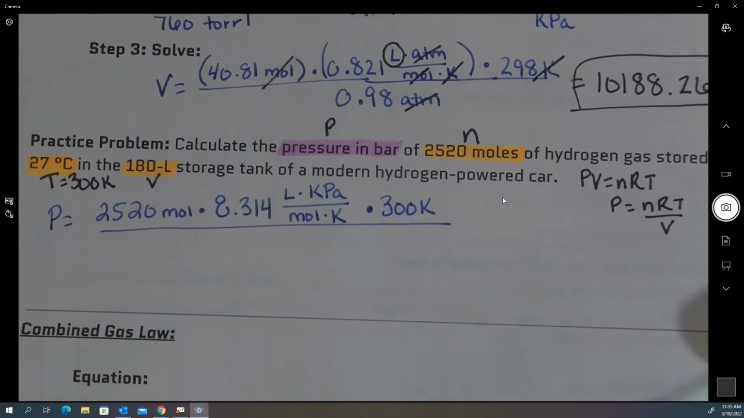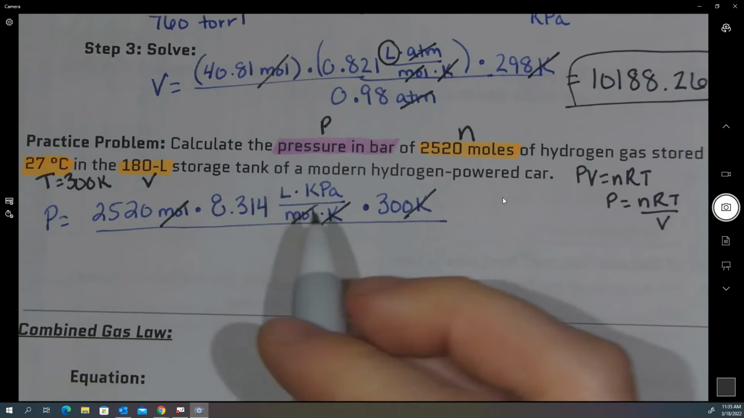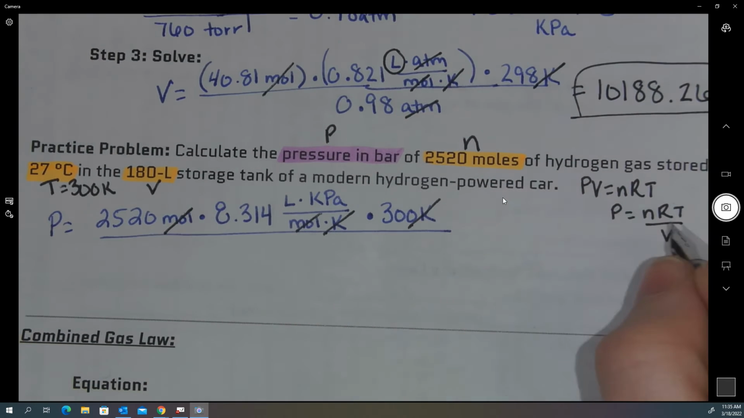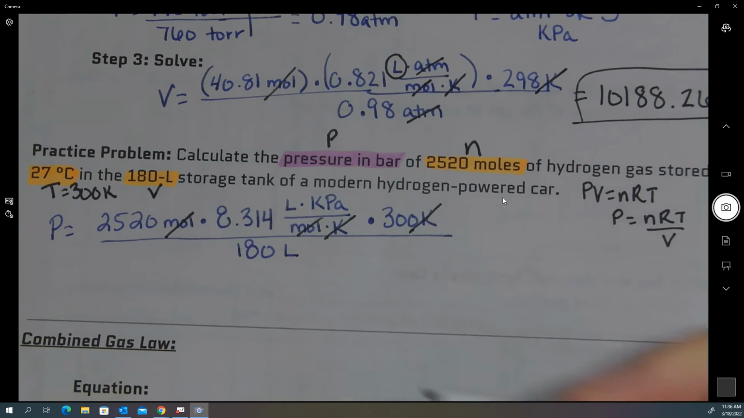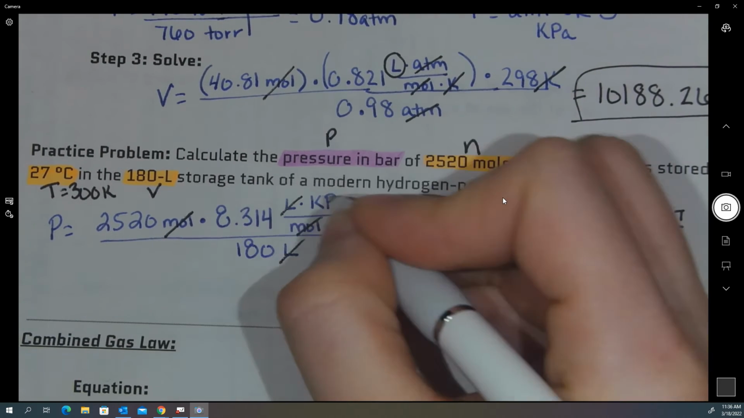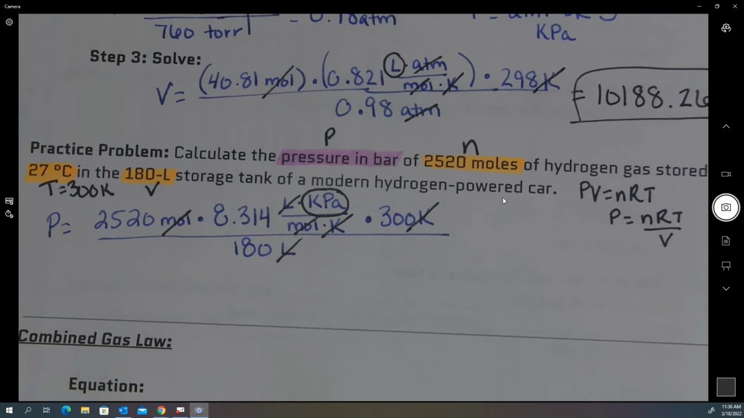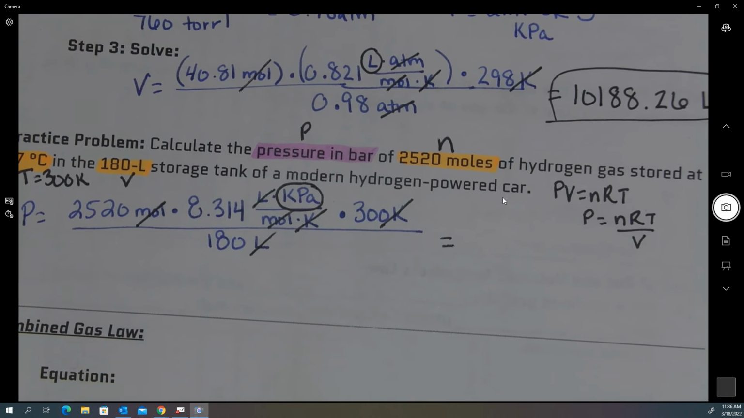Just to start, moles cancels out, Kelvin cancels out. So we're left with liters and kPa. We want to get rid of that liters. So the last thing that goes underneath is our volume, 180 liters. Liters is going to then cancel out, and we're left with the unit kPa, which is a unit for pressure, which means we set up our equation correctly. The last thing we're going to do is just type this into our calculator.